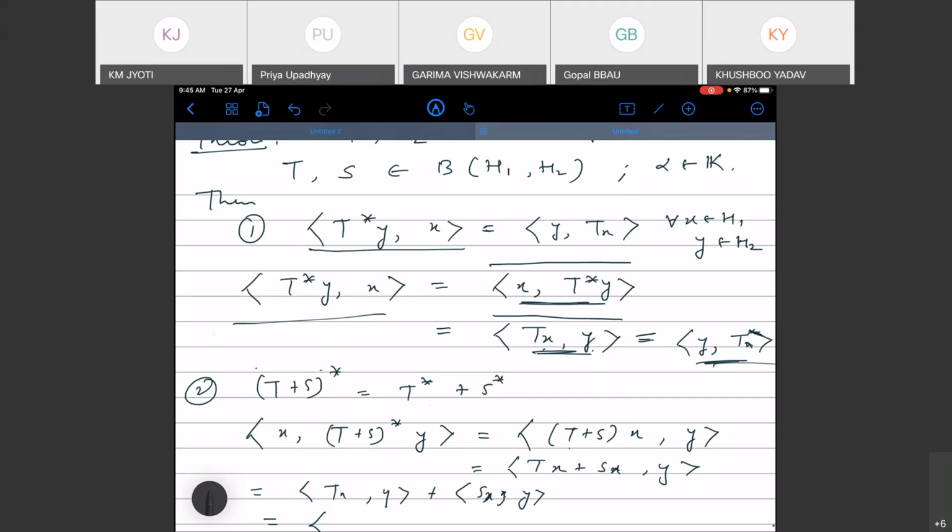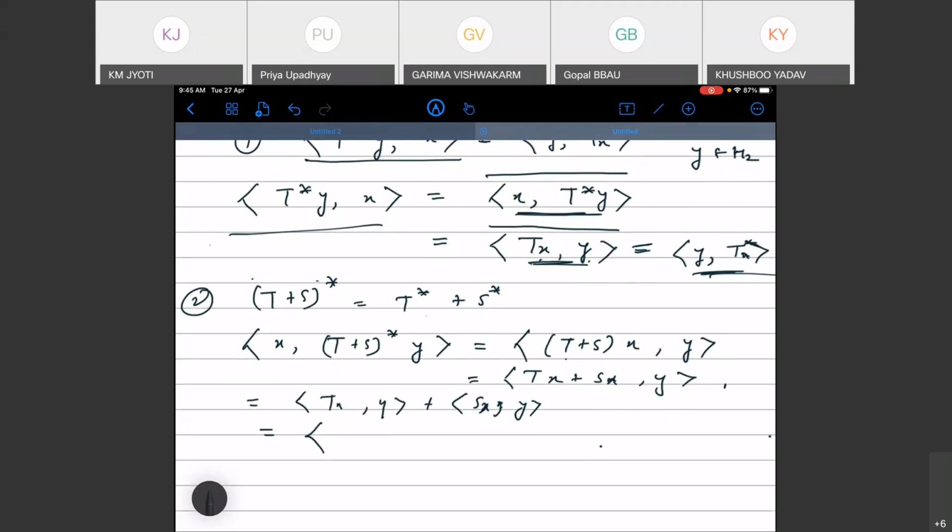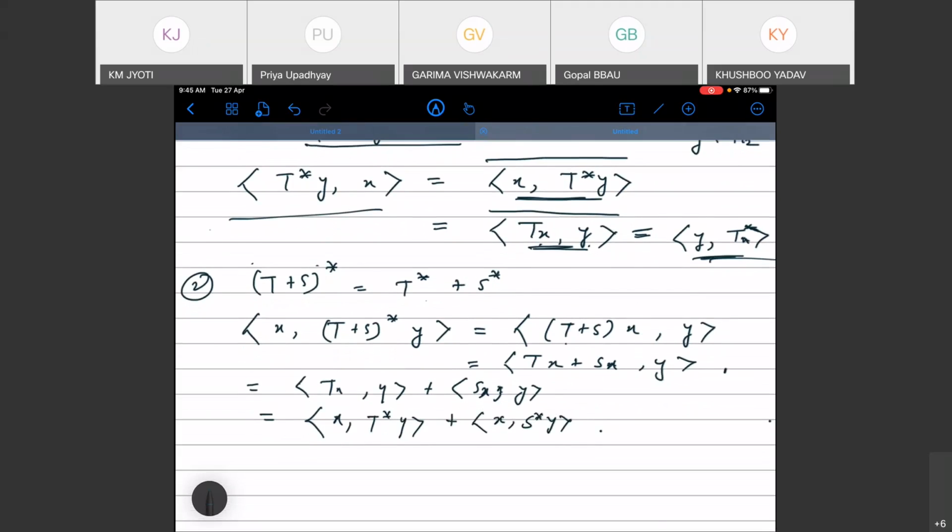Inner product of x comma T star y, चल T जाएगा. हाँ, x comma T star y, and second one is inner product of x comma S star y. Okay. Now you use the property of inner product. So this is same as x comma T star y plus S star y.